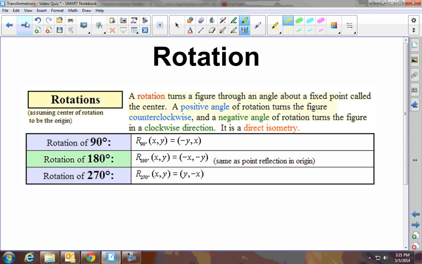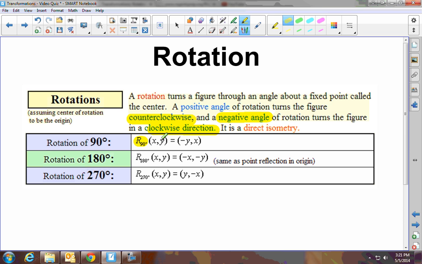Okay, next we're on rotations. A rotation turns a figure through an angle about a fixed point called a center. A positive angle of rotation turns it counterclockwise. Please write that down. In fact, write all of this, but pay attention. Anytime it's a positive rotation, it's going counterclockwise. A negative angle means it's clockwise.